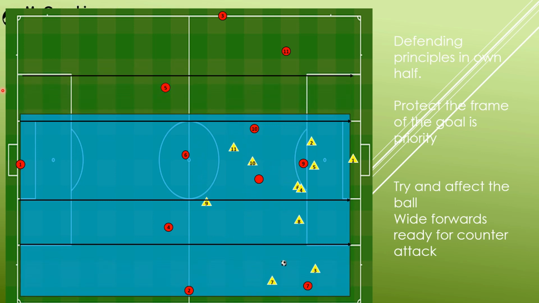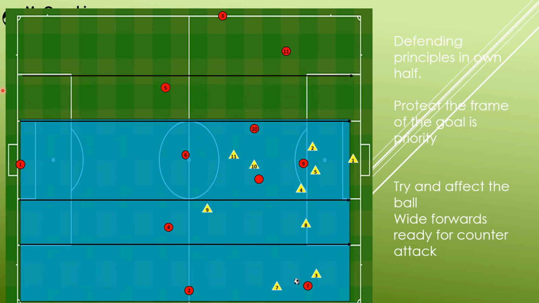So as the ball is shifted across, the same principles apply as we go to the 3 zones. Pressure the ball if possible, and then limit them to their chance into the box.